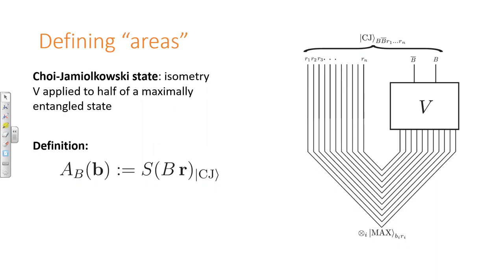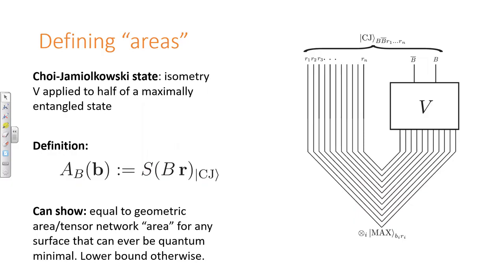So this area does not depend on some choice of state. It's defined using one particular state, but that is a unique state for this isometry B. And one thing I should say is it does depend explicitly on this region big B, and that's just because our surface needs to be anchored on big B, right? This is the so-called homology constraint, that we only consider surfaces anchored on big B. Okay, so that's the reason for that.